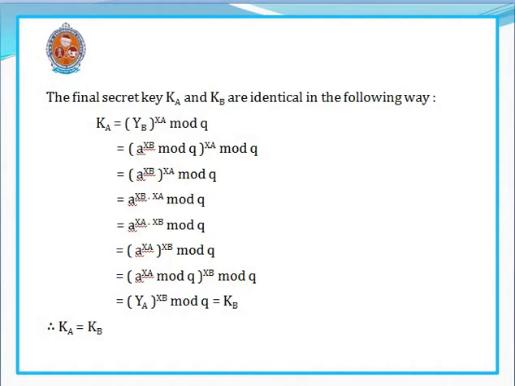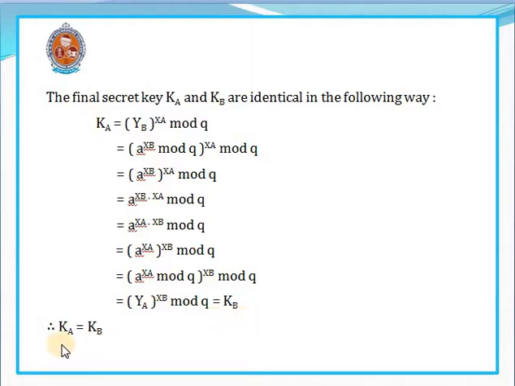KA equal to YB to the power of XA mod Q. YB is expanded like this. This is by using our earlier formula, A to the power of XB mod Q, to the power of XA mod Q. Now using modular arithmetic we can rewrite like this: A power XB to the power of XA mod Q. Again that becomes A power XB dot XA mod Q, that again becomes A to the power of XA dot XB mod Q, that again becomes A to the power of XA to the power of XB mod Q, that again becomes A to the power of XA mod Q to the power of XB mod Q, that becomes YA to the power of XB mod Q, and that in turn becomes KB.